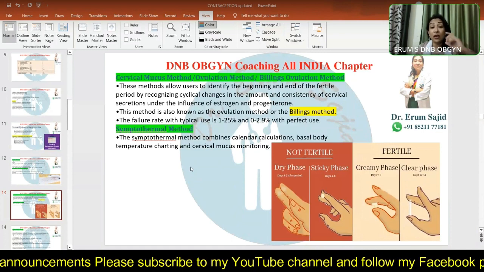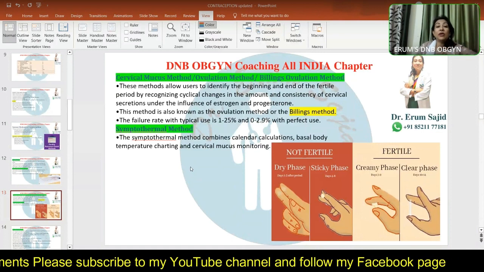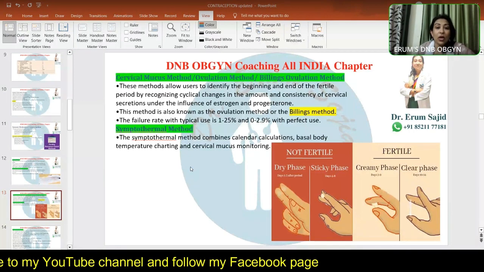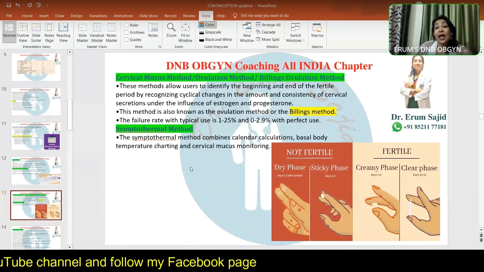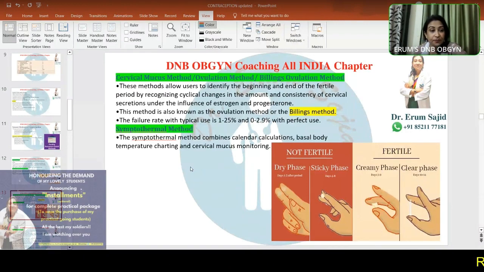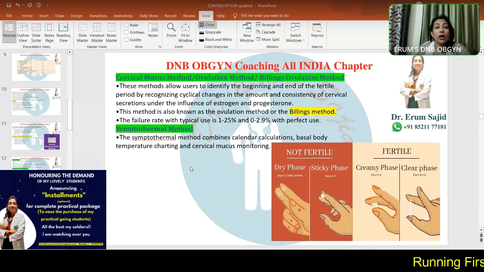The typical failure rate is between 1 to 25%, and 0 to 2.9% with perfect use. So typical is 1 to 25%, and ideal is 0 to 3%, which is again very, very encouraging. All right. So these methods allow the user to identify the beginning and the end of the fertile period, which you want to know.